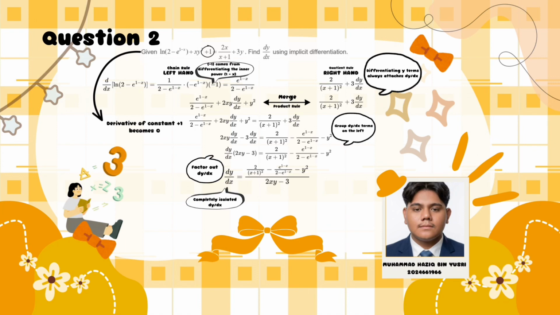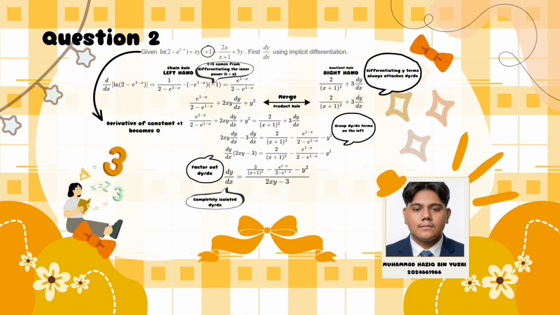Basically, because x and y are completely tangled up together here, I can't just separate them easily. So the plan is to just differentiate every single term right where it is, moving from left to right. So instead of trying to do everything at once and making a mess, I decided to break down the two trickiest parts at the very top first.